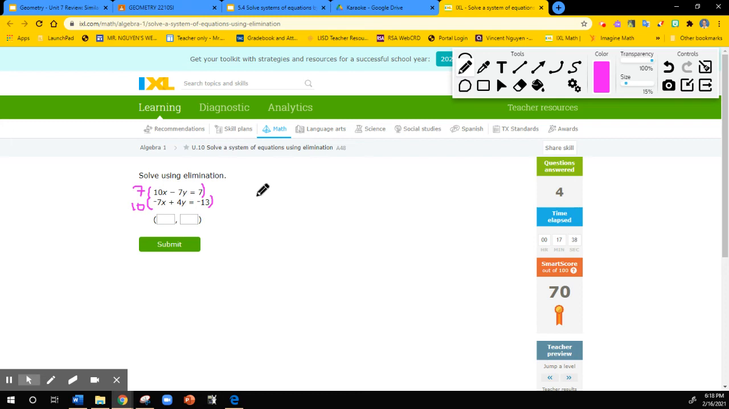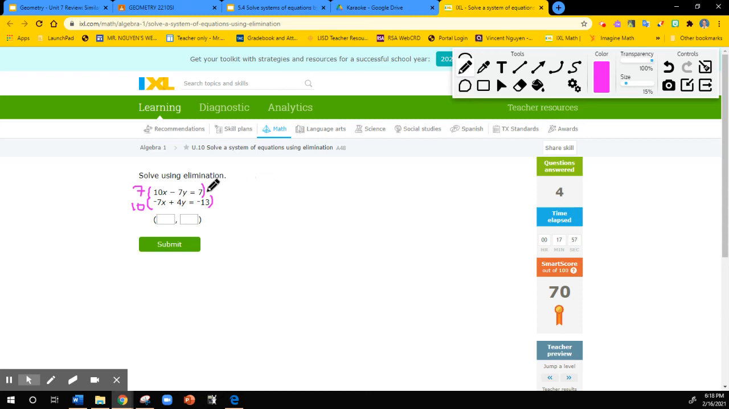So I can multiply the equations by whatever number I want, but the numbers are very carefully chosen for a specific purpose here. I chose 7 so that I get 70x. I chose 10 so that I get negative 70x. That way they're opposite, so I can eliminate.